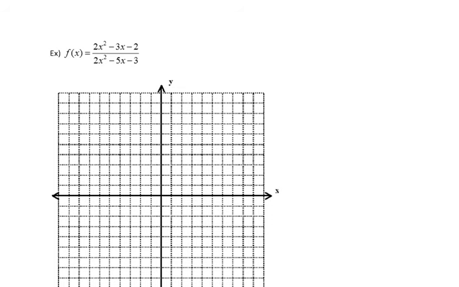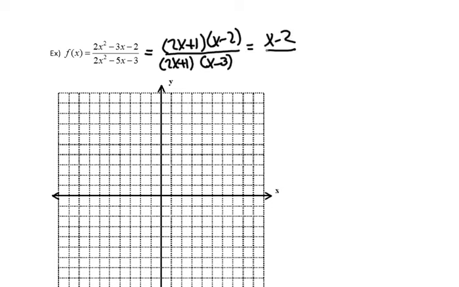In this video, we're going to continue to graph rational functions. So this is a particular example that I would like to look at. Again, my first suggestion would be to factor both the numerator and the denominator. In this case, the numerator factors into 2x plus 1 and x minus 2, and the denominator factors into 2x plus 1 and x minus 3. Now, that simplifies to x minus 2 divided by x minus 3.